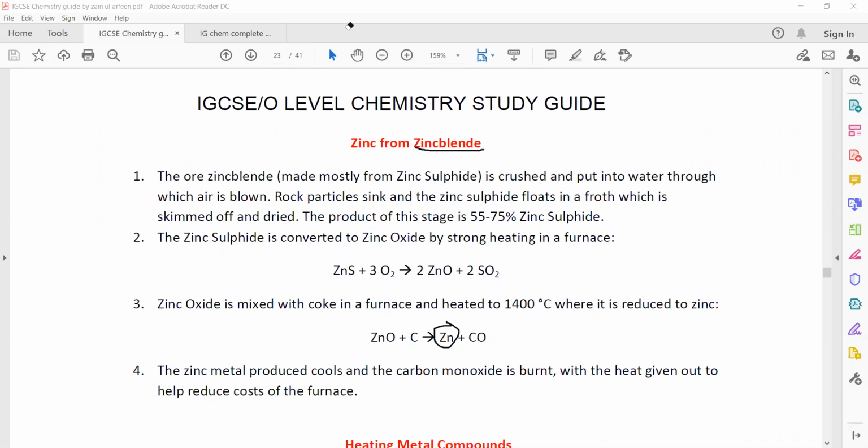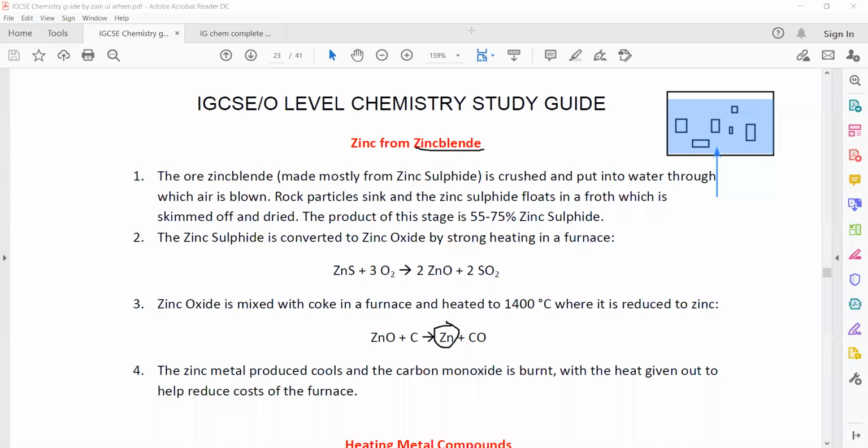Why do we put it in water? Because it is not soluble in water. So what happened is, the zinc blende is there, which is mostly zinc sulfide, and we crush it. So we have pieces of this zinc sulfide and put them into water through which air is blown. So what happened in this? The particles basically stick together, and we blow the air from the bottom.